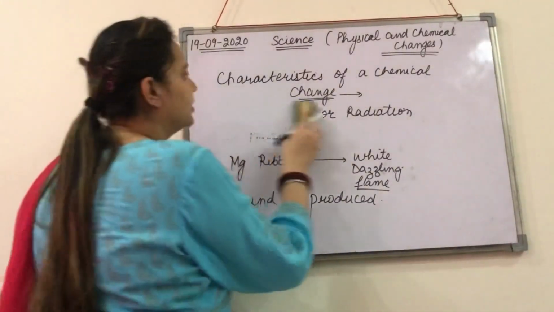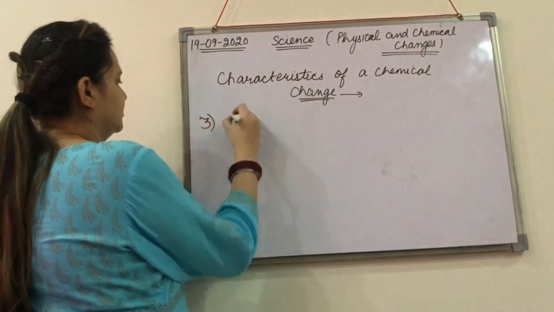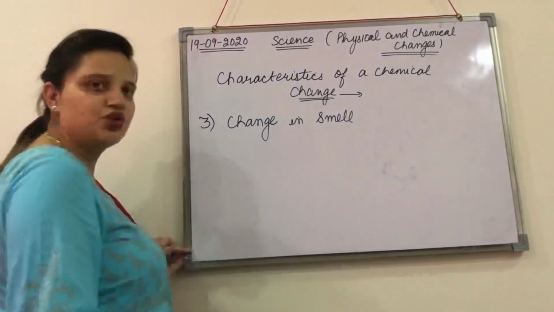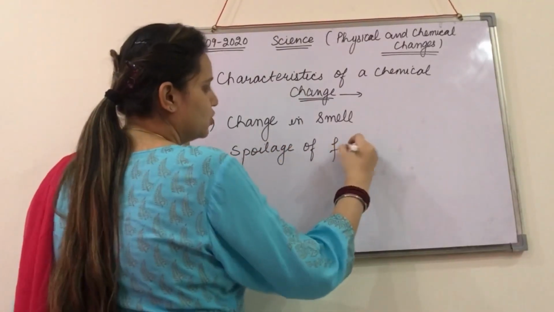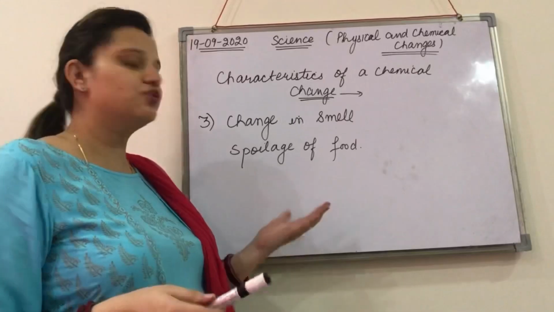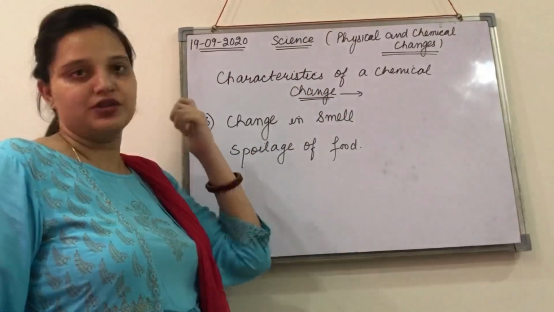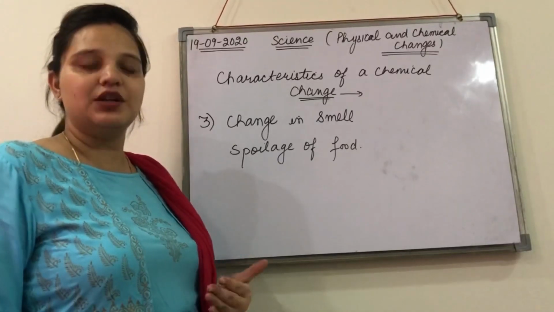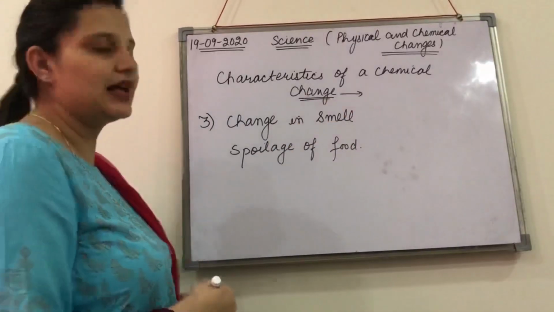Now the third criterion is change in smell, and that is most common in the case of spoilage of food. When bacteria act on the leftover food, they give you a foul smell. So that is again a chemical change, right? Because there is a change in the smell of food due to the oxidation by the bacteria that act on the food particles. That's why we label this change as a chemical change.